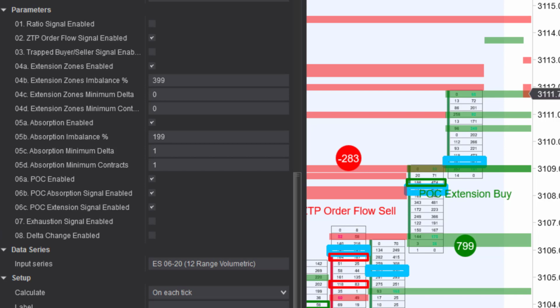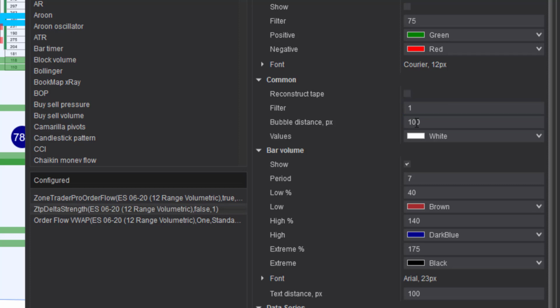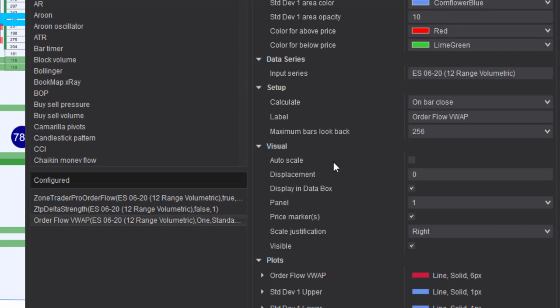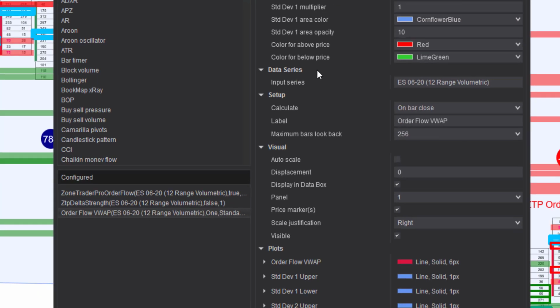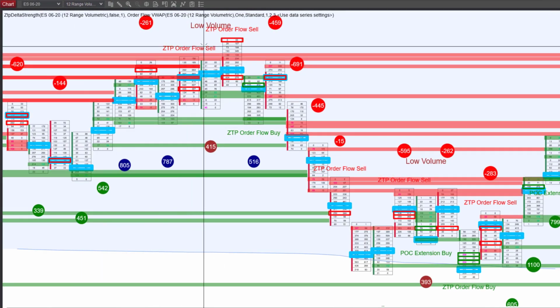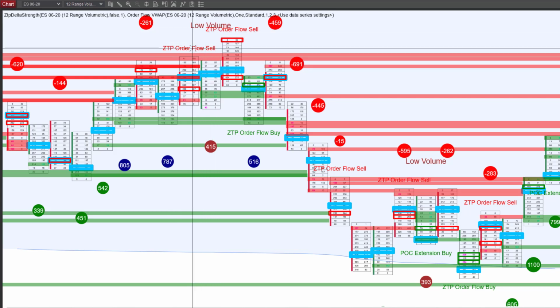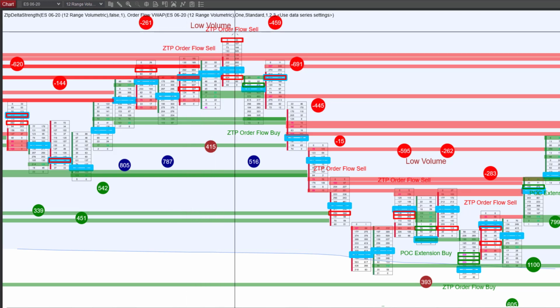I've also placed on the chart my delta strength, and the delta strength is not being filtered here. It's encompassing all contracts. So I have not chosen to reconstruct the tape, and I'm putting the filter at 1. And then I have the standard order flow VWAP from NinjaTrader on the chart also. So like I said, the setup is pretty simple. Here we have this 8 or 9 point move. Up at the highs, we start receiving the ZTP order flow signal.